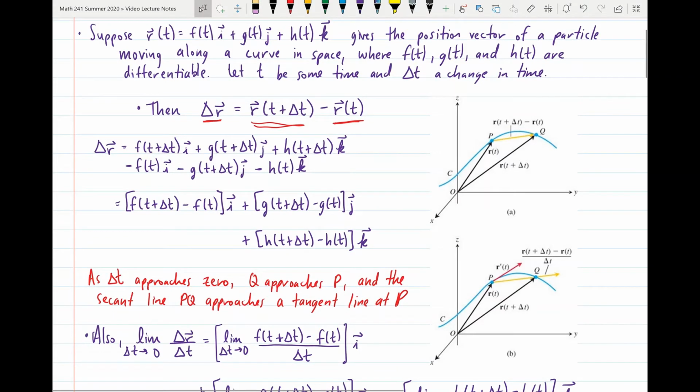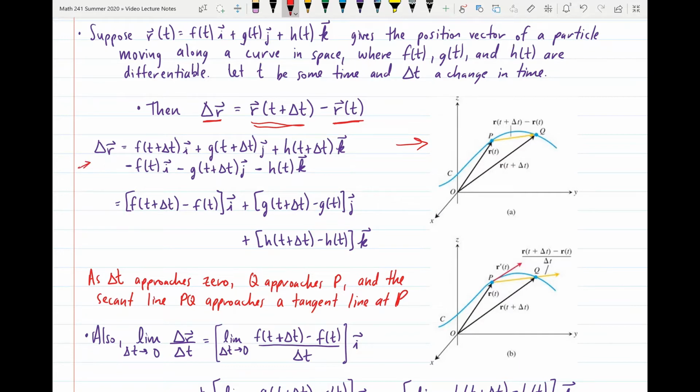If you look over at this first diagram here, you can see our vector r of t plus delta t, which is the vector from the origin to Q. We have our vector r of t going from the origin to P. And then you can see that there's a secant line being drawn between the point P and Q. And in developing the derivative, we're going to see what happens as Q gets closer and closer to our position vector r of t.